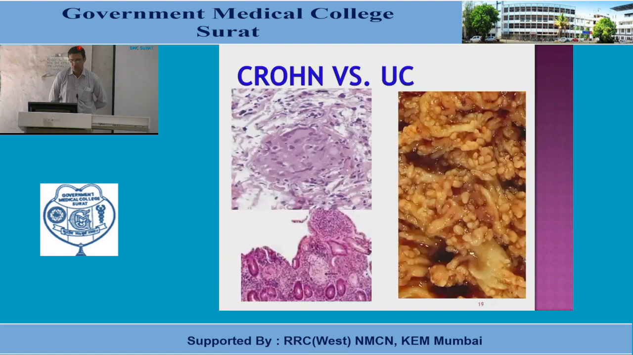Here there is the microscopic finding of Crohn's disease versus ulcerative colitis. Here there is granuloma formation, non-caseating granuloma of Crohn's disease, while there is crypt abscess and cryptitis in ulcerative colitis.